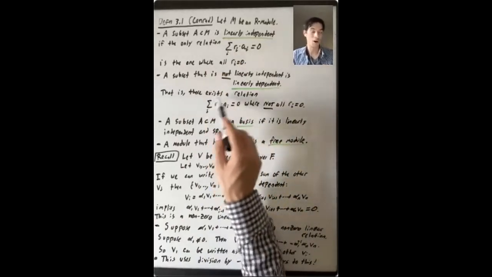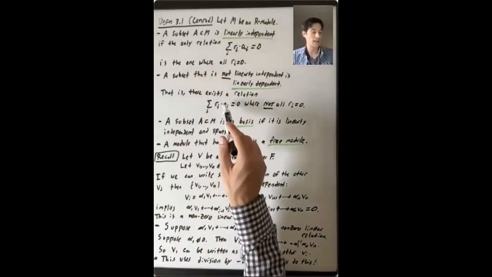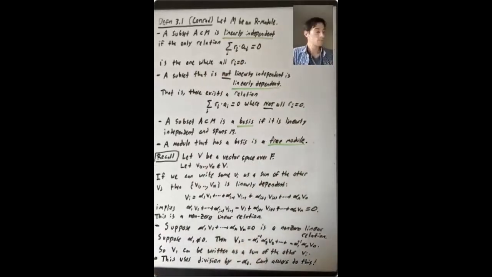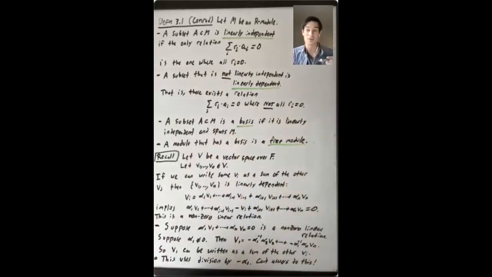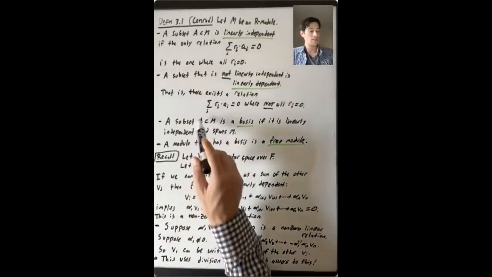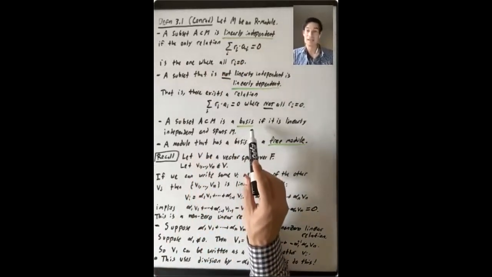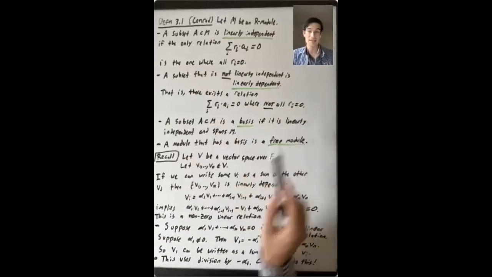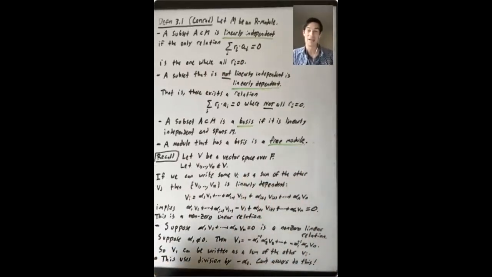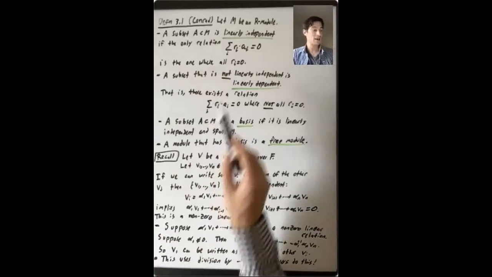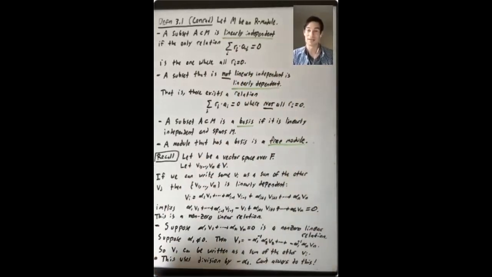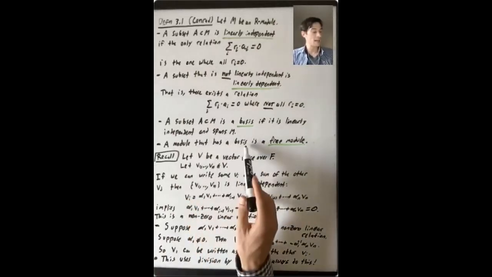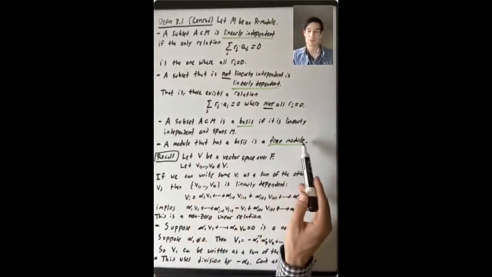There's an R linear combination of these ai's that gives you 0, where not all of the coefficients in the ring are equal to 0. A subset A of M is called a basis if it's linearly independent and if it spans M. It's a generating set that also has this no non-zero linear relations property. A module that has a basis is called a free module.